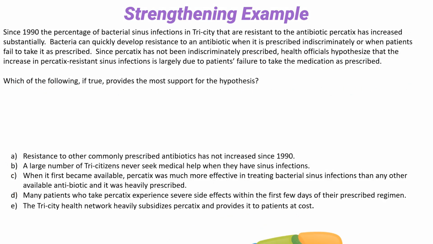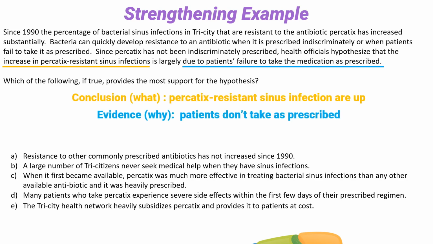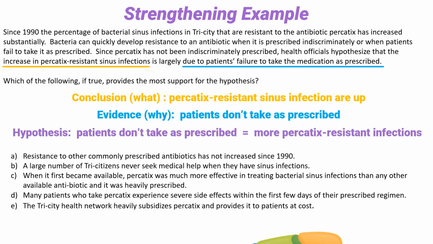This is a bit too long to read out loud, so read it to yourself and then we'll dive in. Okay, first, what is the conclusion? What's happening? Well, apparently there's an increase in percatix-resistant infections. All right, fine. Why is it happening? Well, it's happening because patients aren't taking the medication as prescribed. Now, we're being asked to strengthen or support that argument, so we are looking for a reason why patients aren't taking the medication as prescribed. Okay, let's check out the answer choices.